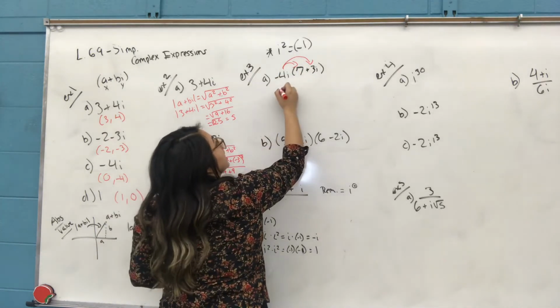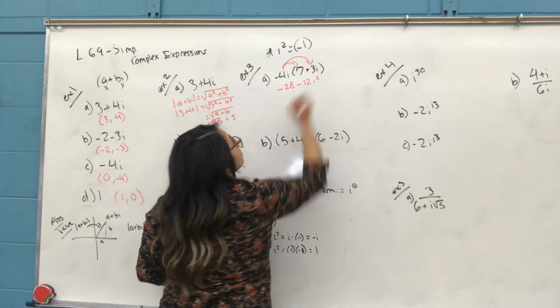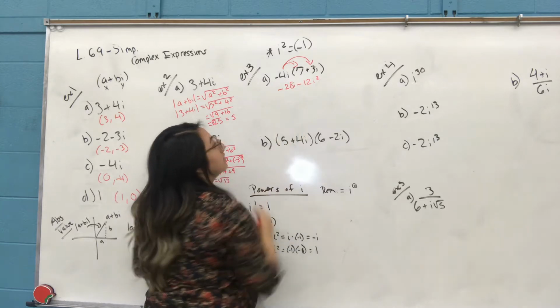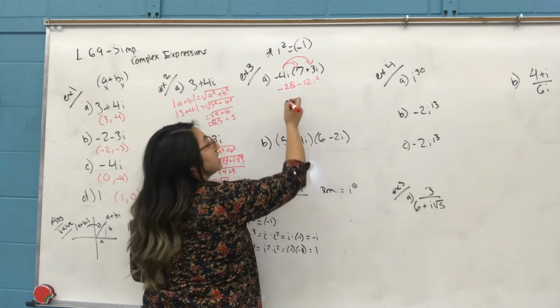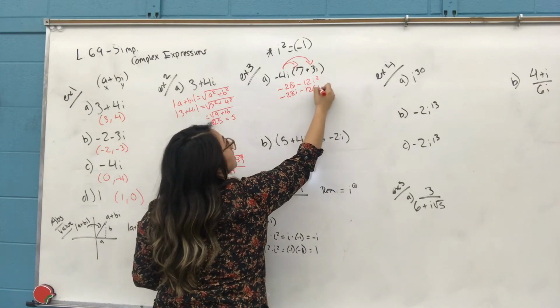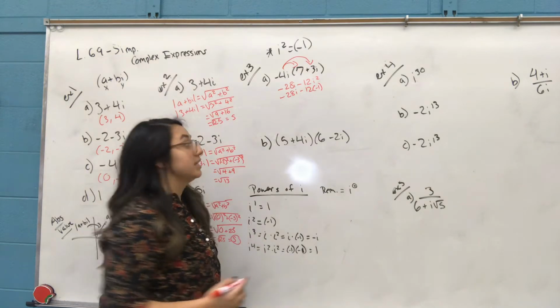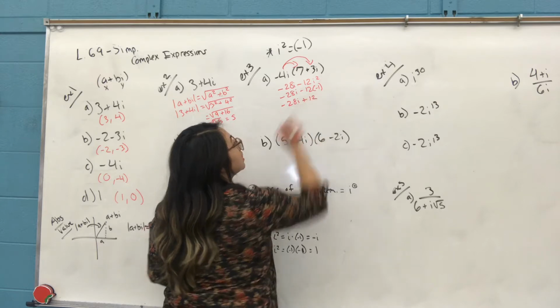If we multiply this out, we get -28 minus 12i squared. So we have -28i, let me include that there, minus 12i squared. Here we can't add anything together, but i squared is equal to -1. So now in place of i squared, I put -1. So now I have -28i plus 12.